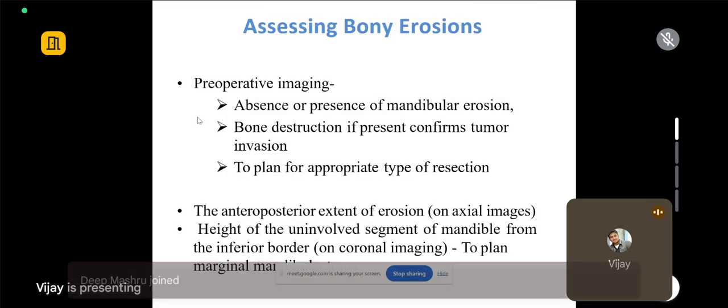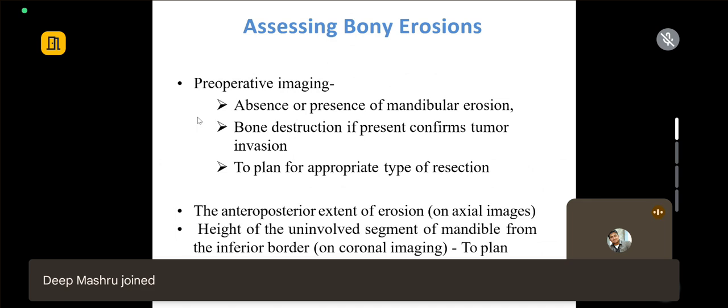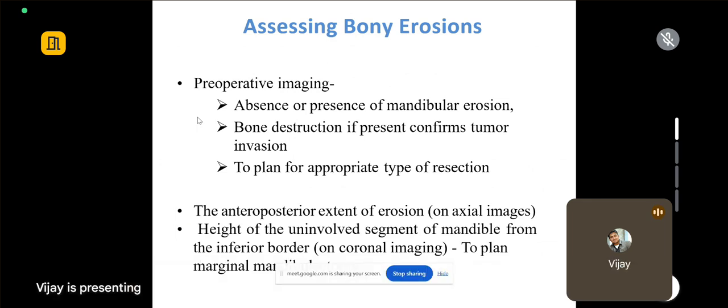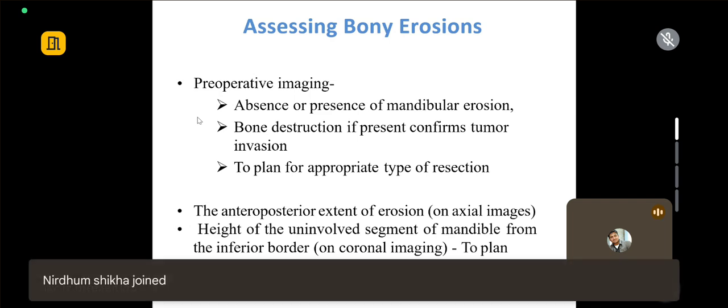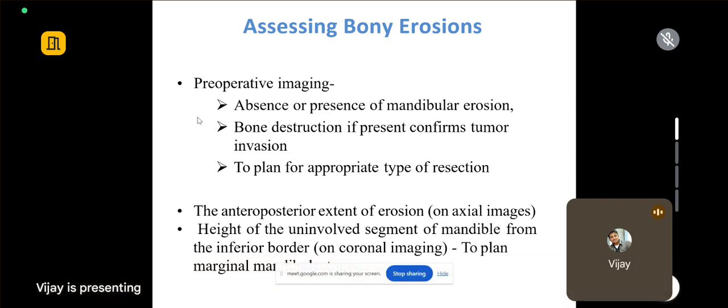Now, assessing the bony erosions. The goal of preoperative imaging is to determine the presence or absence of mandibular erosion. Bone destruction, if present, confirms tumor invasion, and helps plan for the appropriate type of resection. The anterior-posterior extent of erosion can be seen on the axial sections. The height of the uninvolved segment of mandible from the inferior border can be seen on the coronal imaging to plan for a marginal or segmental mandibulectomy.